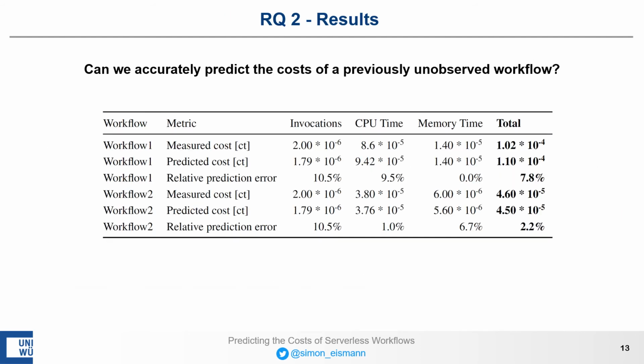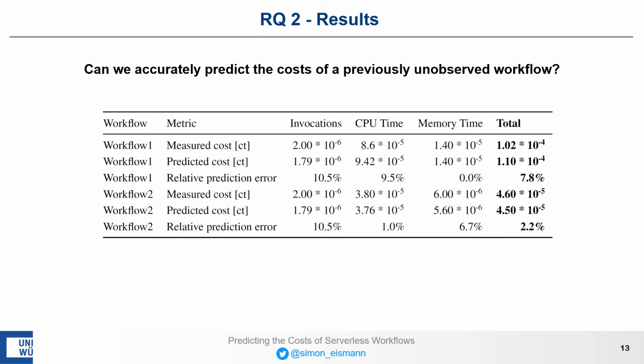So next, we wanted to investigate the question if we can accurately predict the costs of a previously unobserved workflow. To do so, we measured the cost to execute workflow 1 and workflow 2 from earlier 5,000 times. In order to do this, we had to allocate 1 day to workflow 1, execute this workflow 5,000 times, and then wait for 4 to 48 hours until the billing reports came in, and then repeat the same process with workflow 2, which was quite cumbersome.